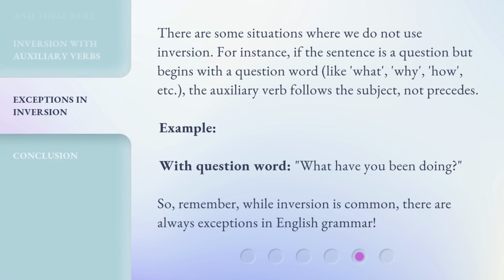There are some situations where we do not use inversion. For instance, if the sentence is a question but begins with a question word, like what, why, how, etc., the auxiliary verb follows the subject, not precedes. Example: with question word, what have you been doing? So, remember, while inversion is common, there are always exceptions in English grammar.